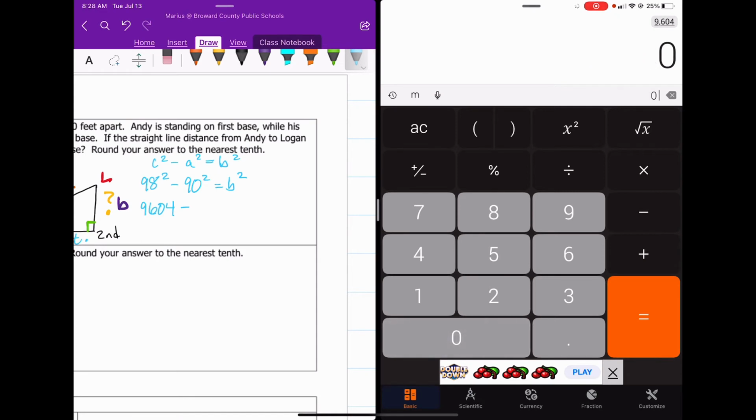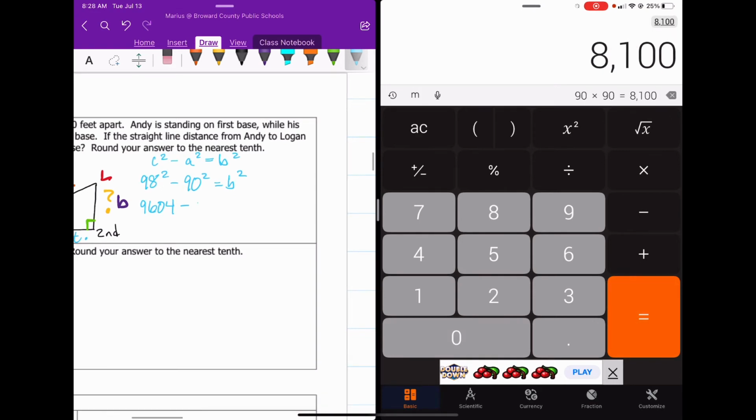Minus 90 times 90, which is 8100. And that's equal to b squared. So now I'm going to do 9604 minus 8100. That equals 1504. Okay? So b squared is 1504.